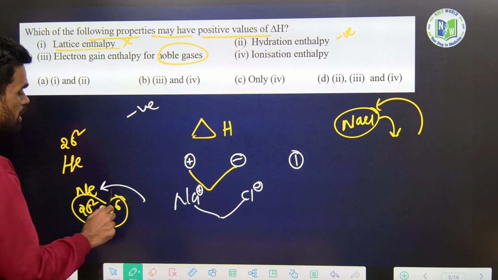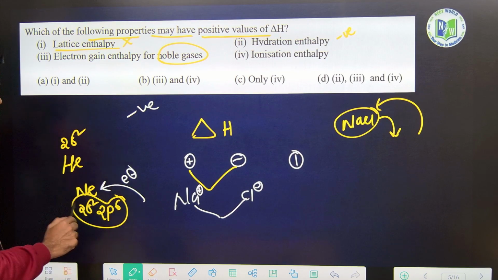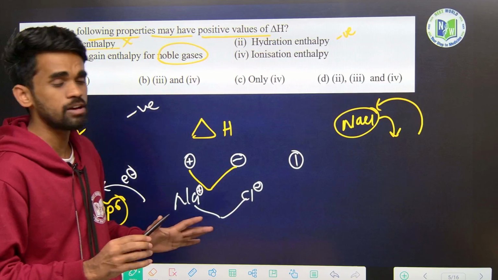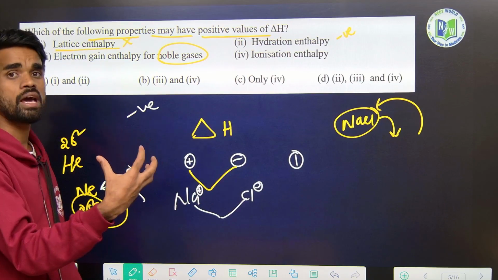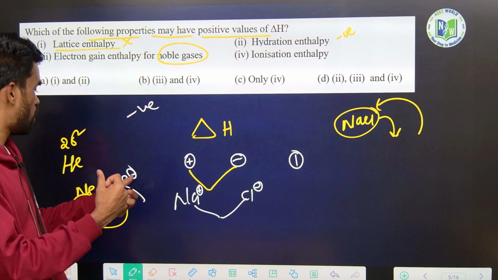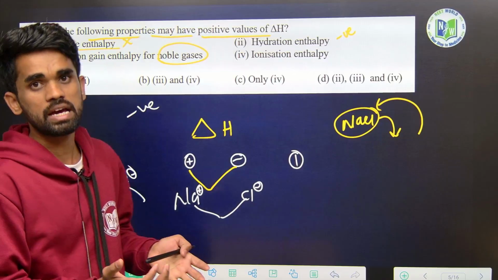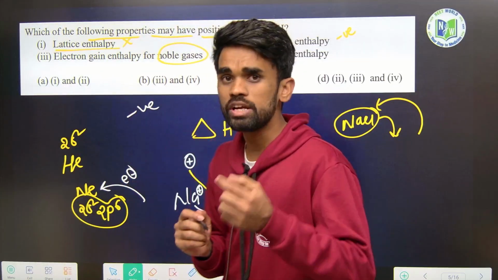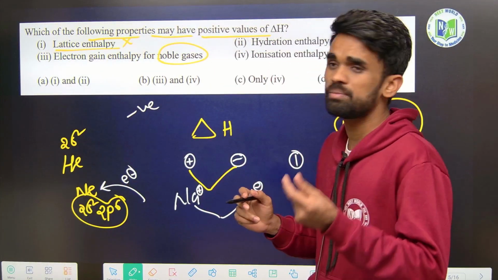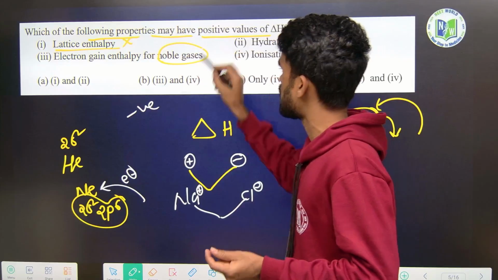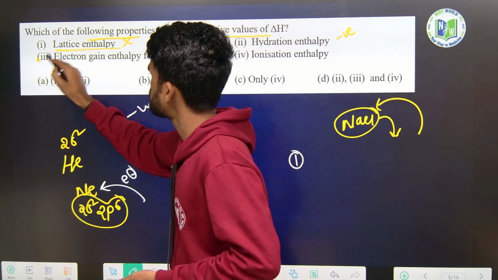Now, further addition of an electron is highly difficult. Therefore you need to supply a high amount of energy in order to add an electron to the noble gases. So it means electron gain enthalpy will be positive in the case of noble gases. So this third one is perfectly correct.